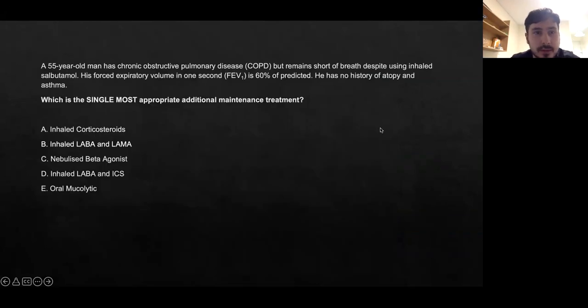A 55-year-old man has COPD, remains short of breath despite using inhaled salbutamol. His FEV1 is 60% of predicted. He has no history of atopy and asthma. What is the single most appropriate additional maintenance treatment? So he's already on SABA. So what should we do next? Excellent. I'll give 5 more seconds for any other answers.